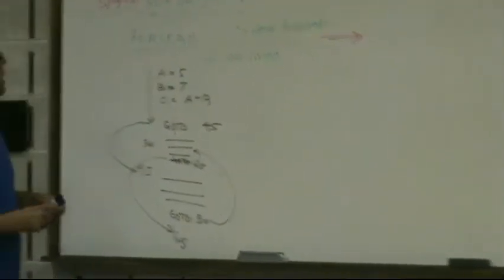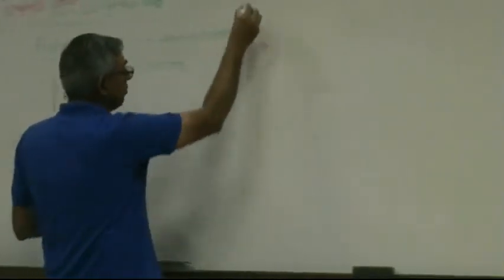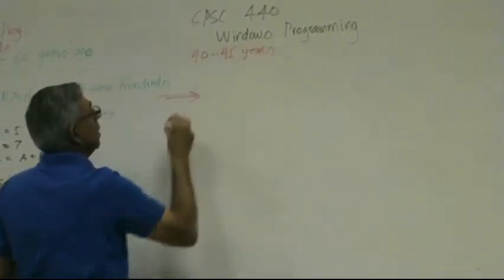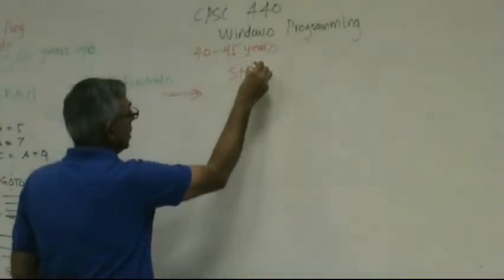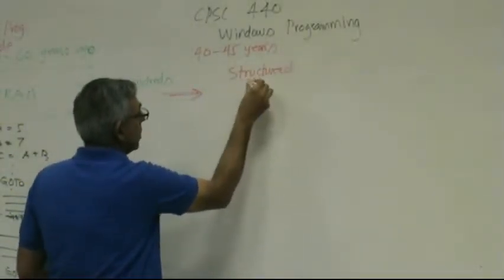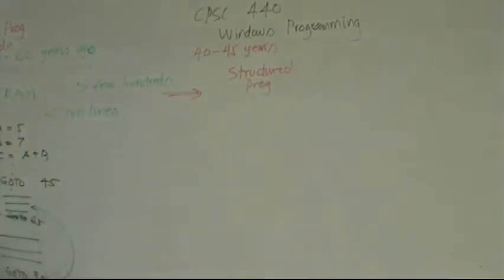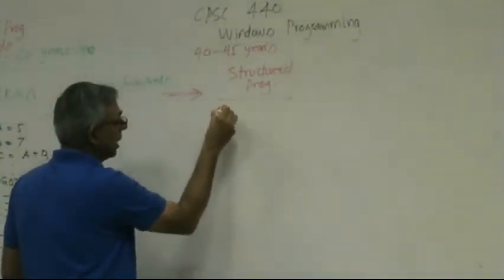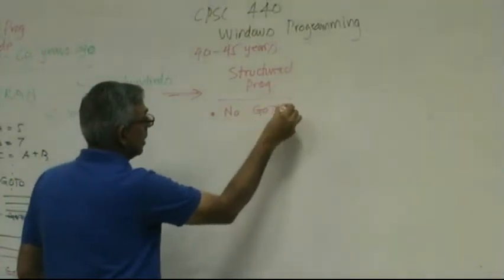Anyway, roughly speaking, about 45 years ago, we came up with a better style so that we can write large programs in a reliable manner. And we call this style structured programming. So what's the improvement we did? We basically said, let's reorganize this code, and we developed some guidelines. One of the guidelines was no go-tos, because they make it very difficult to trace the execution flow.